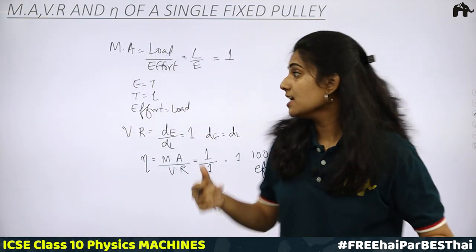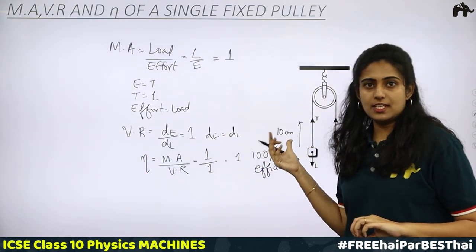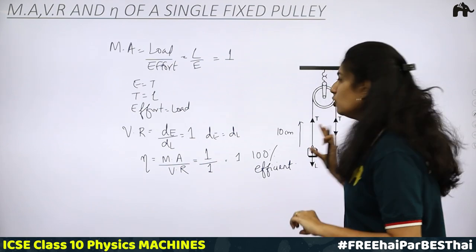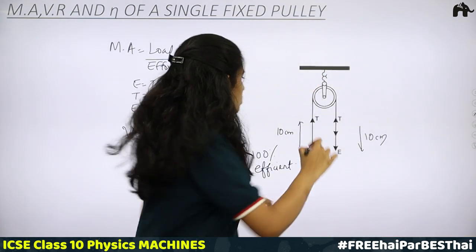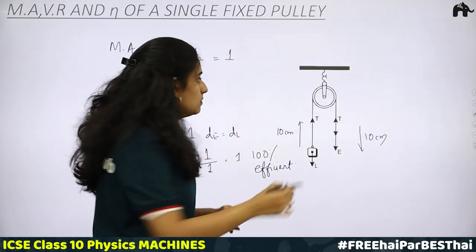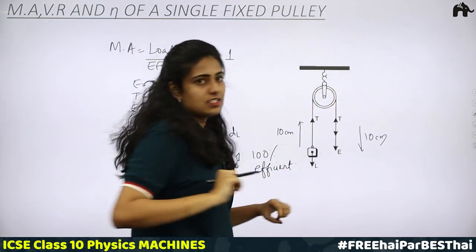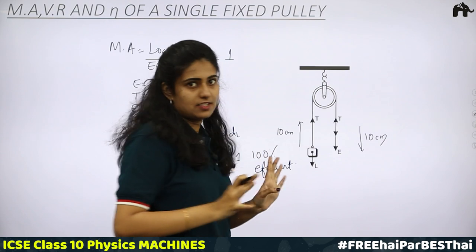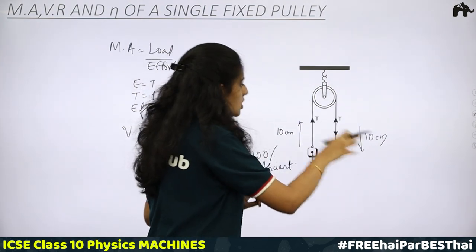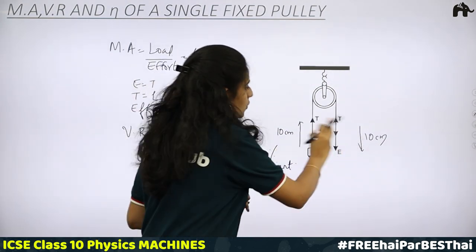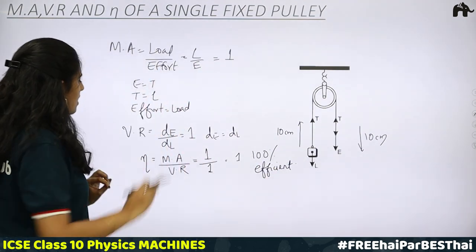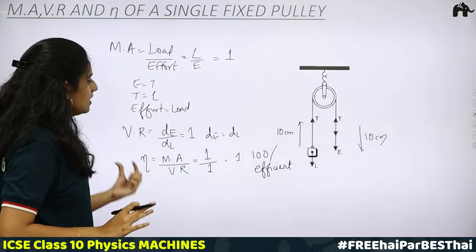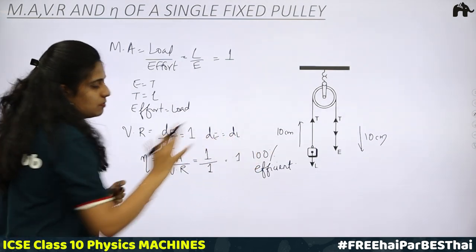Here we are considering the mass of the rope to be negligible. The rope is having no mass and there is no friction considered. When this motion is happening, there will be friction between the axle and the rotary wheel, but that friction is negligible. We are presuming that there is no friction, there is no mass for the rope. In that case, you will be getting mechanical advantage 1, velocity ratio 1 and the eta value, that is 100%.